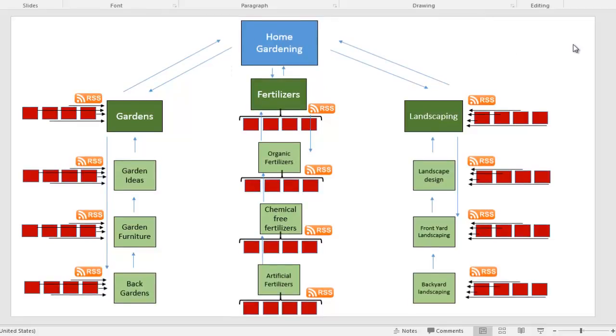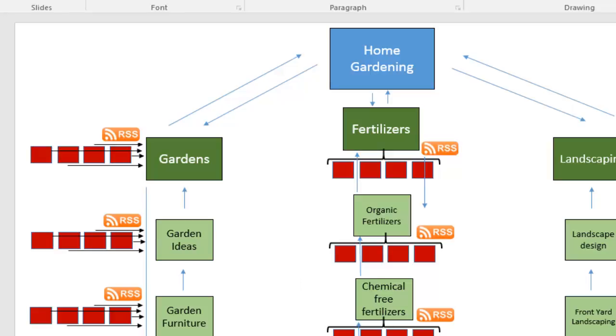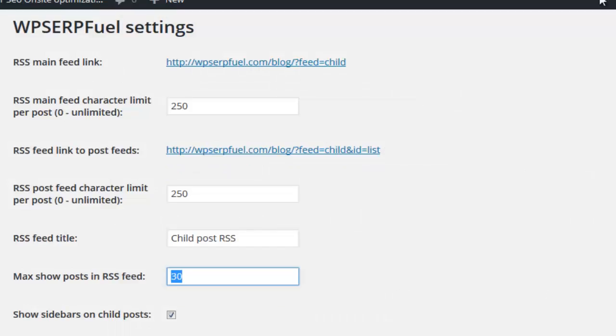It's not one of those RSS feeds where, when you add a post, regardless of what category it's in, that post or that fueled post is going to go into the RSS feed. That's not how these RSS feeds work. These are RSS feeds that wpserpfuel has created, and let me just show you, they give you control of how many entries you want that RSS feed to show.